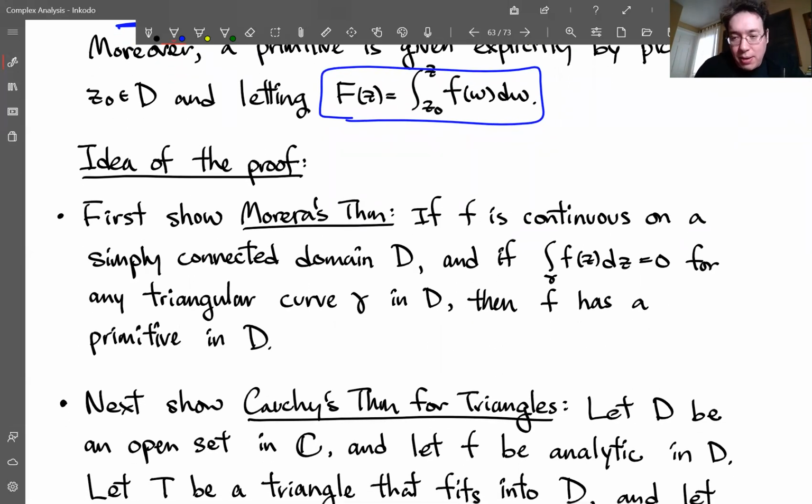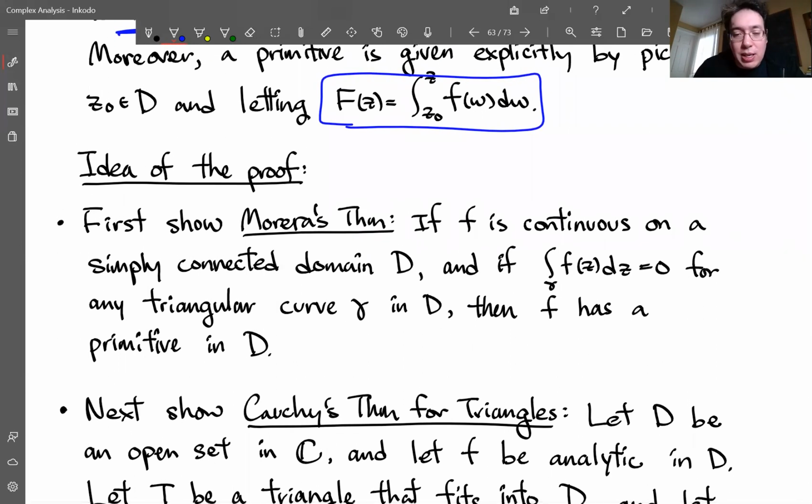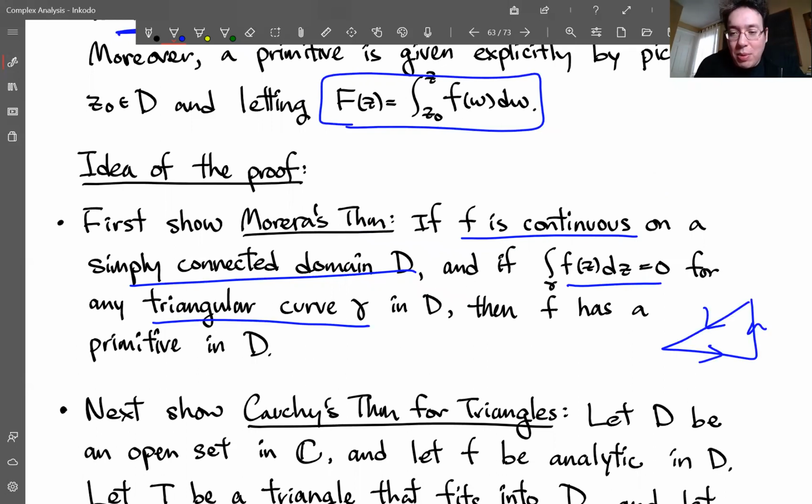One is Morera's theorem. So that is going to say that if you have a continuous function f on a simply connected domain, and also that you get the value of 0 every time you integrate along a triangular curve, so any kind of triangular curve that sits in this simply connected domain D, in that situation, you always have a primitive. Okay, so that's the first thing to prove.